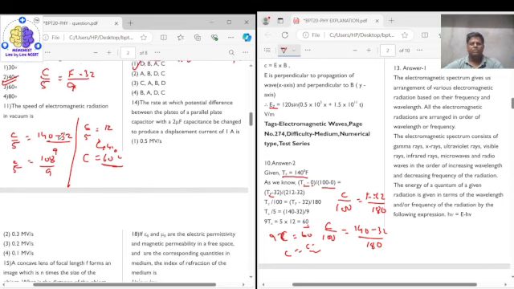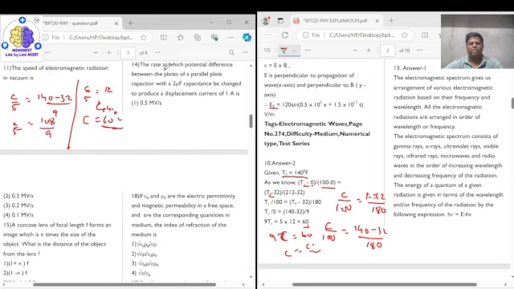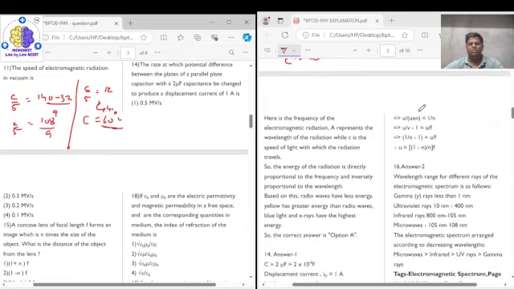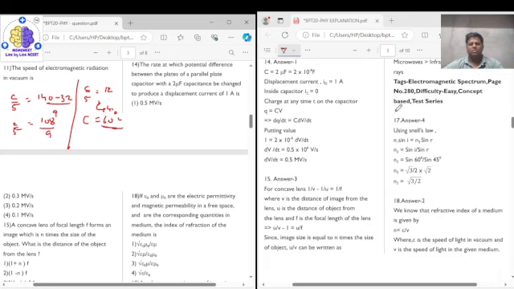Now let's come to question number 14. Question number 14 says: at what rate must the potential difference between the plates of a parallel plate capacitor with a 2 microfarad capacitance be changed to produce a displacement current of 1 ampere? So displacement current I_D is given by C dV/dt, right? C has been given to us as 2 microfarad, that is 2 × 10^-6 farad. Displacement current is to be 1 ampere, right?